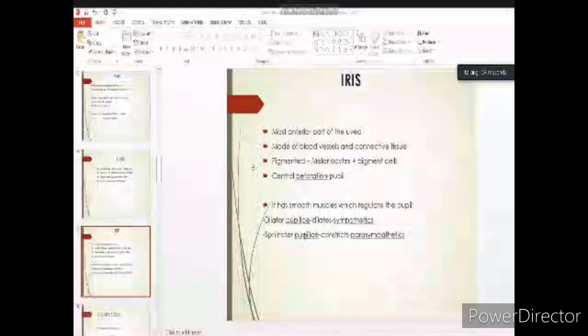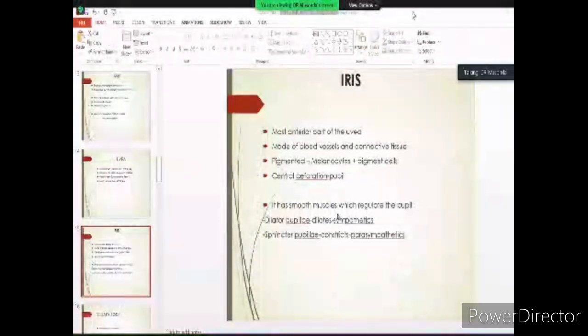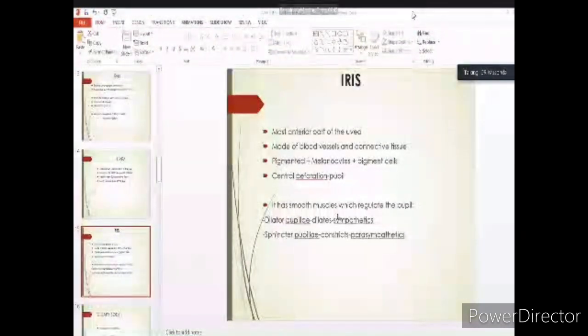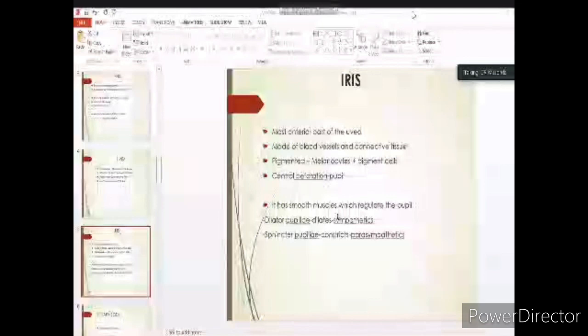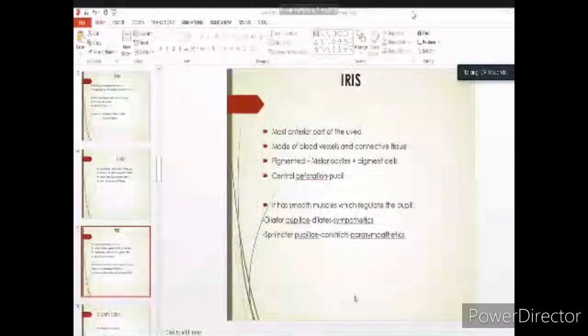Okay, so the iris regulates the size of the pupil. When you go into bright sunlight, the automatic reaction of the pupil is to close down. The pupil should become small. When you are in dim light, the pupil dilates. And that's the function of the dilator pupillae and the sphincter pupillae. These are the two that work together to regulate the amount of light, or the size of the pupil.